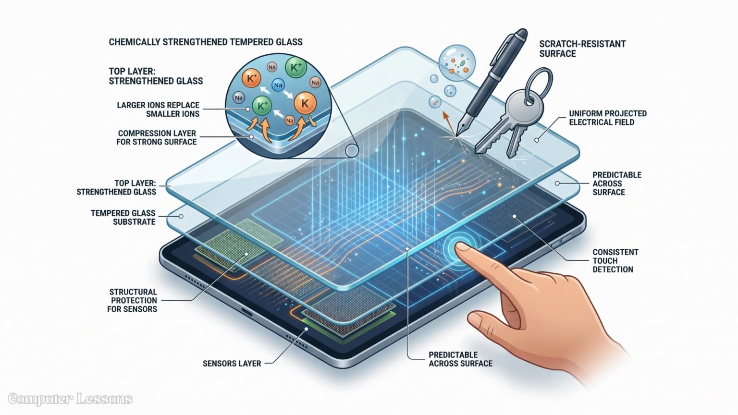The top layer of a modern touchscreen is typically chemically strengthened tempered glass, which provides structural protection for the sensors. This glass must be perfectly uniform to ensure the projected electrical field remains predictable across the entire surface. Manufacturers use ion exchange processes to create a surface that resists scratches.